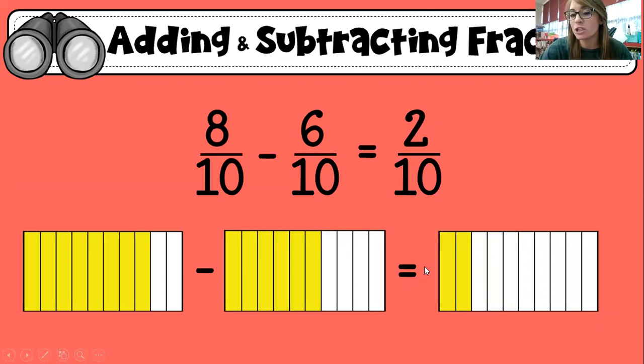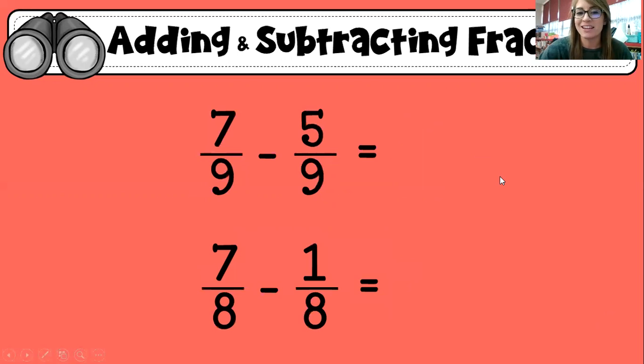Because remember, we did not change the total that we had. We just changed the number that we had shaded. Remember that the denominator is the total that there is, the total pieces. The numerator is just how many are shaded. All right, let's look at these two examples.